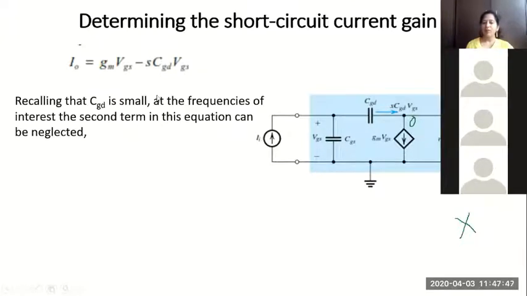So what he does in the textbook, though he finds this, next he will neglect the second term considering this to be very small. Since CGD is very small, you can neglect the second term. So he considers I0 as just the main current, gm VGS.